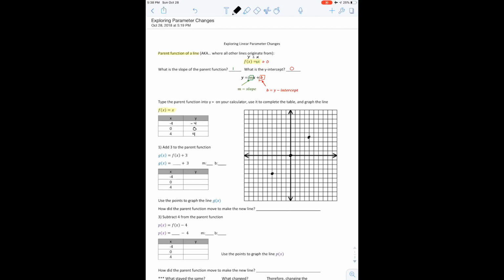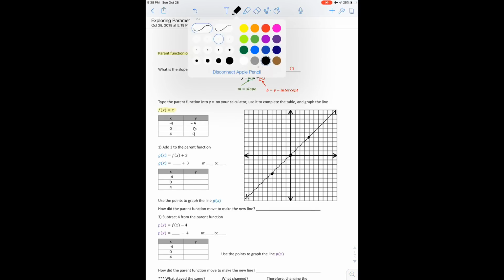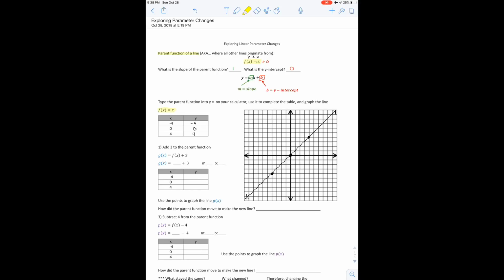There we go. And now we are going to use a ruler. Please use a ruler to make sure your line is straight. We're going to use a ruler to draw that line, and remember to put arrows on the end because it is not stopping there. Alright, so now we need to label it so we remember which one that is. I'm going to highlight my lines because I want to be able to see them later. So f of x up there, I highlighted that in yellow. Alright, so that's our parent function.